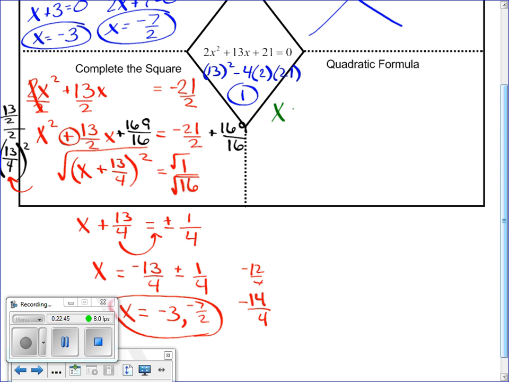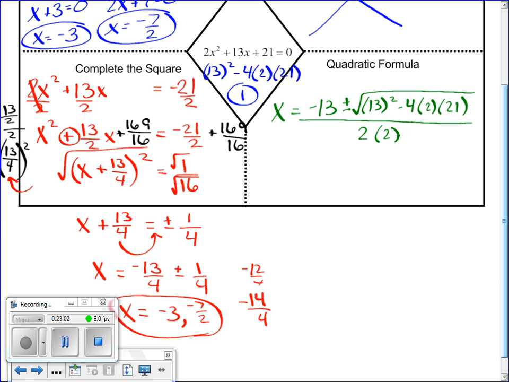So x equals negative b, negative 13, plus or minus square root b squared minus 4 times a times c all over 2 times a. Do we already know what's under the radical? 1. We found it with our discriminant. Over 4. What's the square root of 1? Over 4.